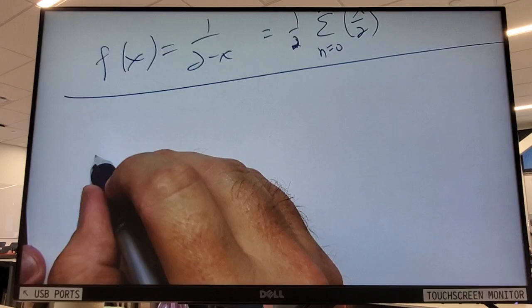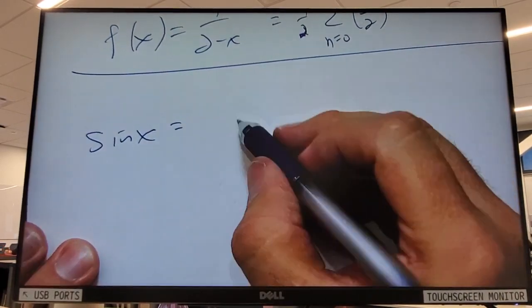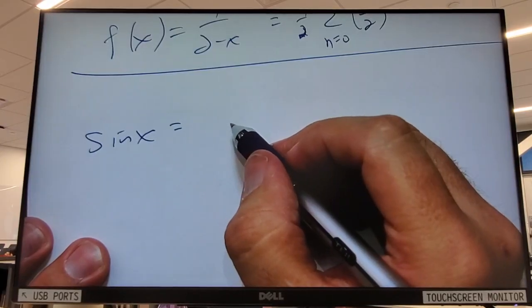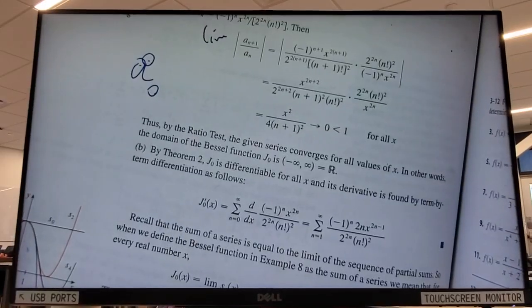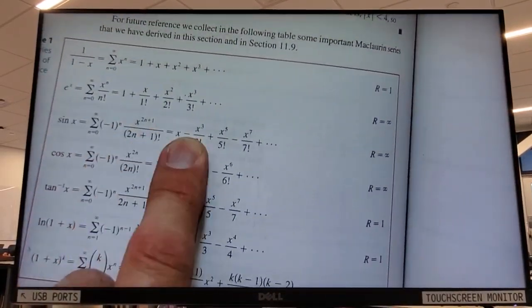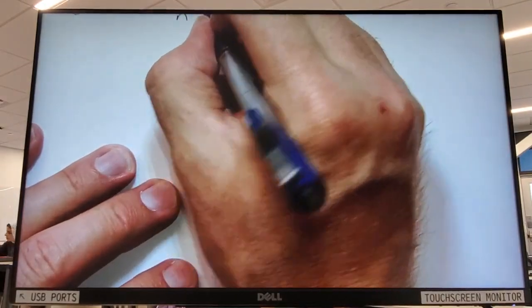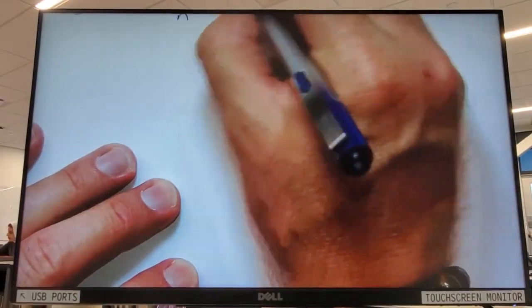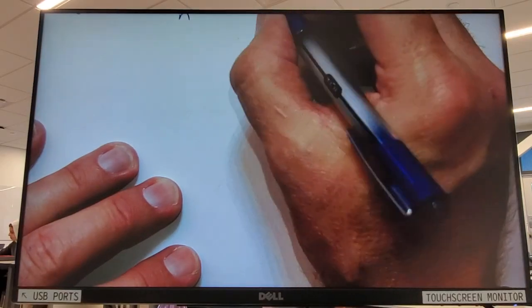Do you guys remember what sine x is as a series? I don't know if you remember. Don't worry, I'm not going to make you memorize this, by the way. I'll give you this table. I think it's on page 804. Sine x is the one that starts with x and it has all the odd stuff going on. So let me write down this guy. 2n plus 1, yes.